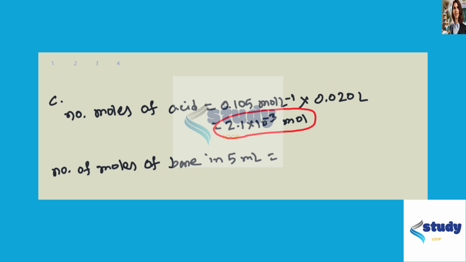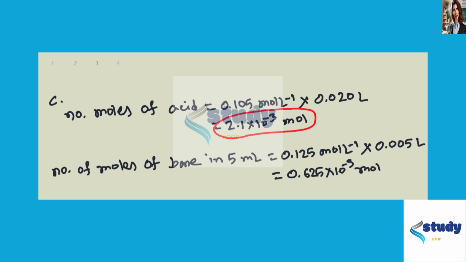So we have to multiply the concentration of the base, which is 0.125 mole per liter, times the volume, which is 5 milliliter or 0.005 liter. So from here we will have the number of moles of base as 0.625 times 10 to the power minus 3 mole. So this is the number of moles of base in 5 milliliter.